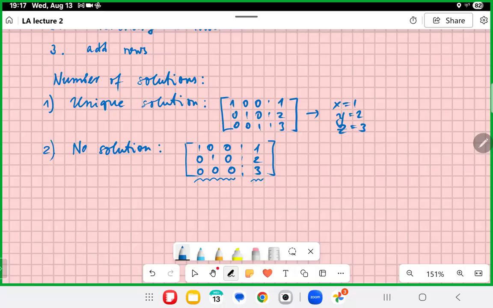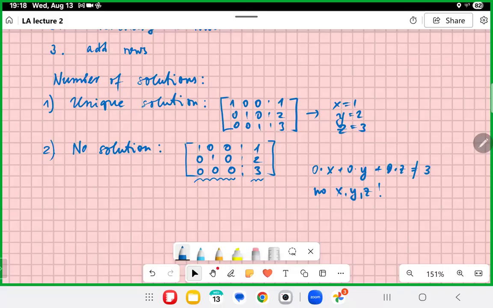Well, imagine that we write down the last row as an equation. We're going to have 0 multiplied by x, 0 multiplied by y, plus 0 multiplied by z equals 3. Can we find x, y, and z to multiply them by zeros and get 3? Of course not, because anything multiplied by 0 is going to produce 0, so it's never true. Never true for any x, y, z. So that's how a no-solution matrix is going to look.